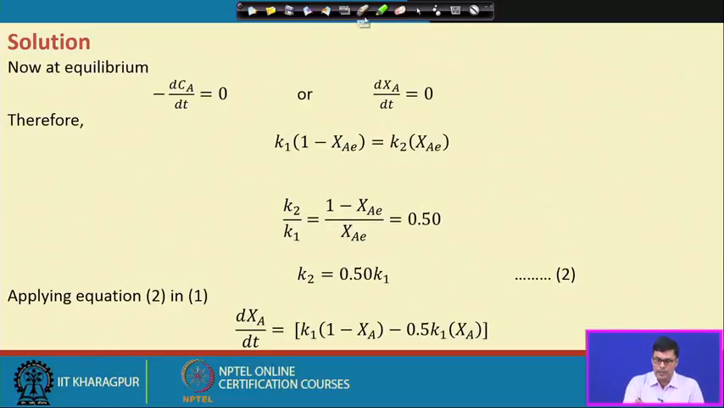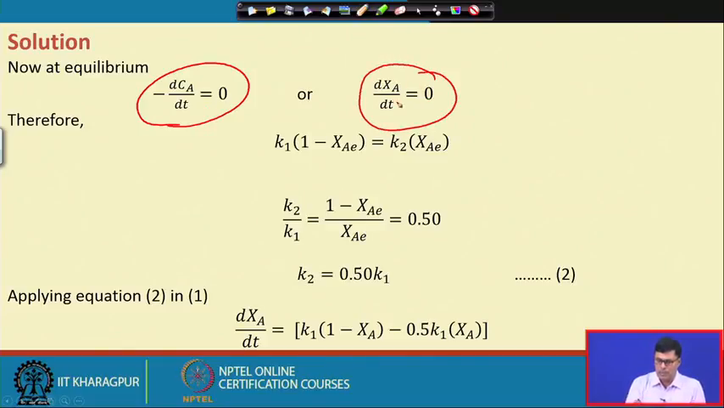Now, at equilibrium condition, I told you rate of forward reaction should be equal to rate of backward reaction. So, if it is like this, then what will happen? Minus dCa by dt or dCb by dt, that should be equal to 0. Then this is equal to this, we can also write in this form dXa by dt, that also should be equal to 0. That equilibrium condition, k1 into 1 minus Xa, that should be equal to k2 into Xa.